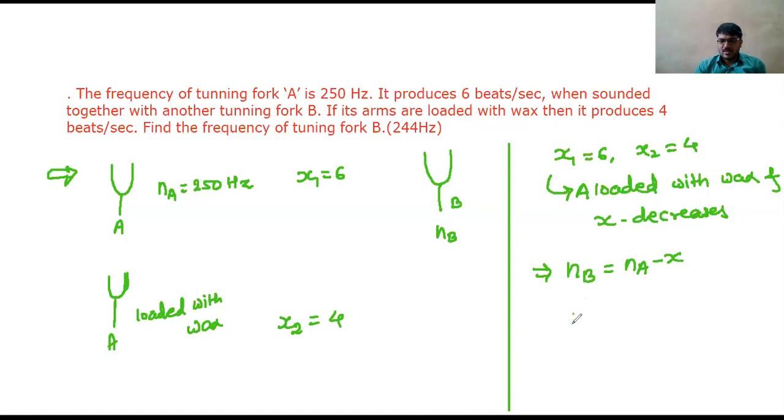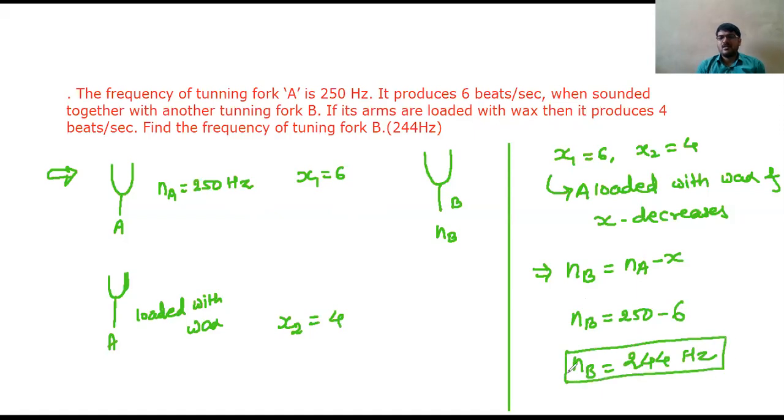So let's see. If I want to find NB, already NA is given. This is 250 minus, you have to use this X, that is 6. Then NB is equal to how much you are getting? 244 hertz. Understand? Just see the table, read the question carefully, see the table and solve yourself. You will understand very easily. You will solve these questions very fast.